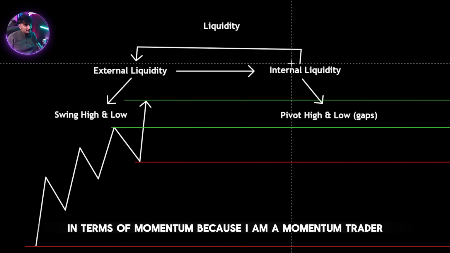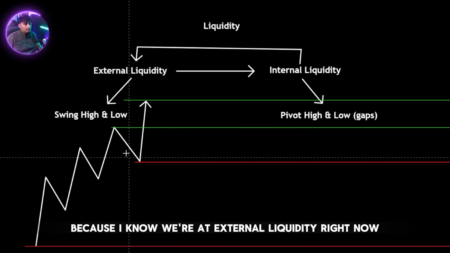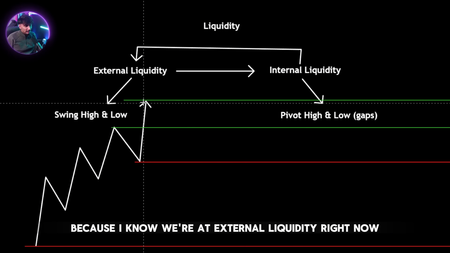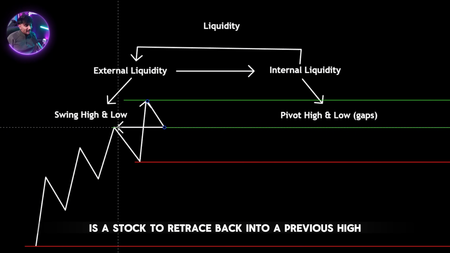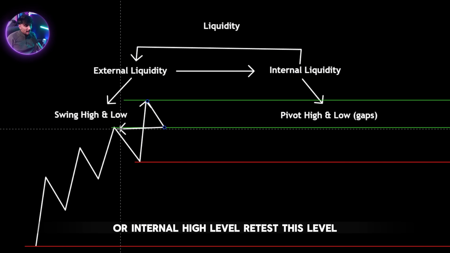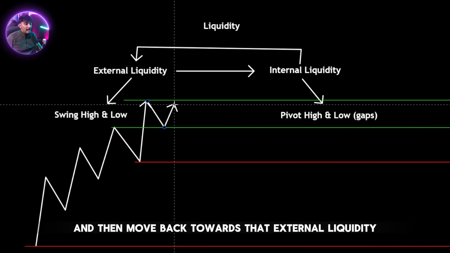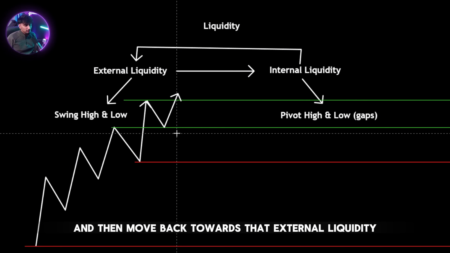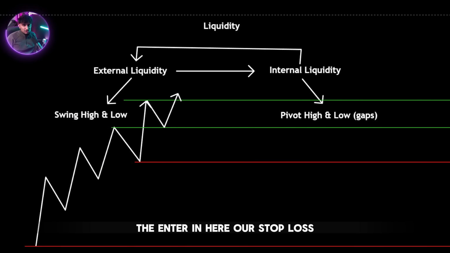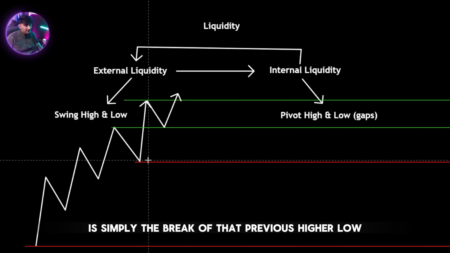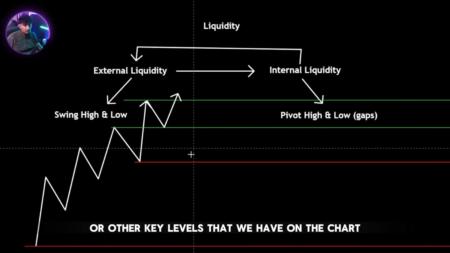In terms of momentum, because I am a momentum trader, how would I look to enter into this trade? Well, because I know we're at external liquidity right now, the next move that I want to see is the stock to retrace back into a previous high or internal high level, retest this level, show strong price action at this level, and then move back towards that external liquidity, right? So we went from external liquidity, we targeted that internal liquidity, we enter in here, our stop loss is simply the break of that previous higher low, and then we're targeting external liquidity or other key levels that we have on the chart on the higher time frame.